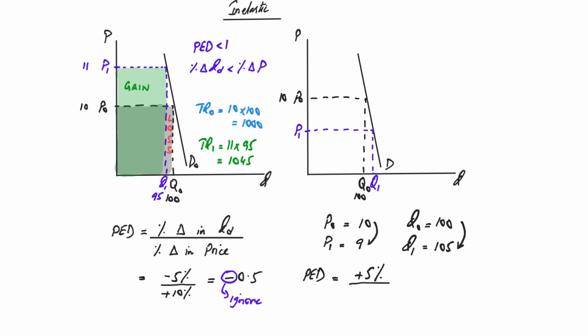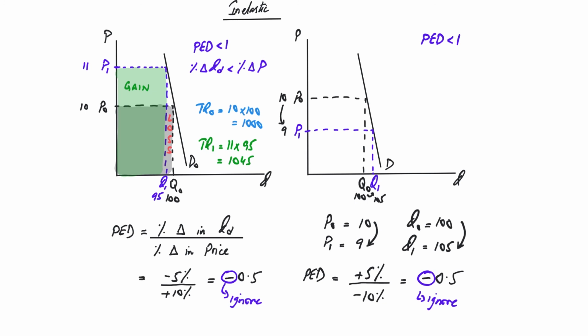And going from 10 to 9, that's a decrease by 10%. Because we need to show, according to the diagram, that the percentage fall in the price should be greater than the percentage increase in the quantity. So based on that, again the value is negative 0.5. You ignore the negative sign, and what do we see? What we see is that PED's value is less than 1. Again, the case is inelastic.